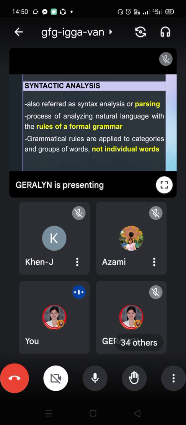So, mo na focus sa syntactic analysis. It is very strict when it comes to grammar. Next, mo nang magka-syntax error pag dili i-follow ang grammar. Grammatical rules are applied to categories and groups of words, not individual words. So when we do syntactic analysis, we do not do it word per word. We do it by phrase or categories. Noun phrase, verb phrase, ano siya, clauses. That's what we do with syntactic analysis.